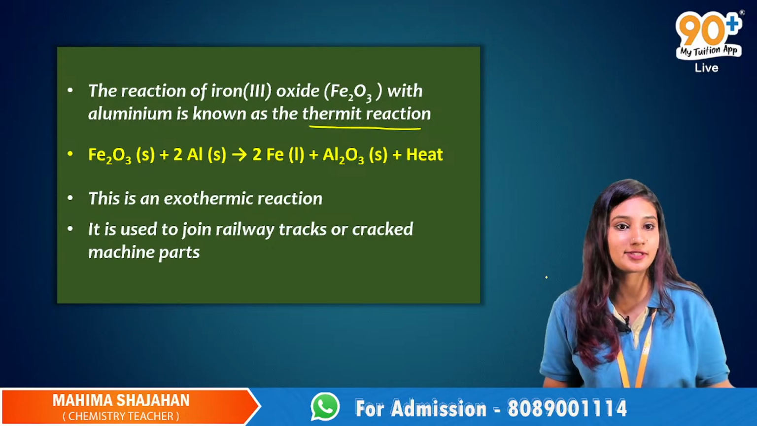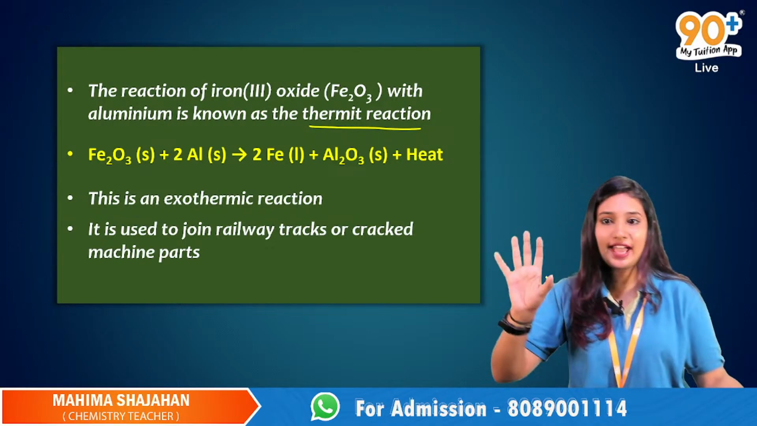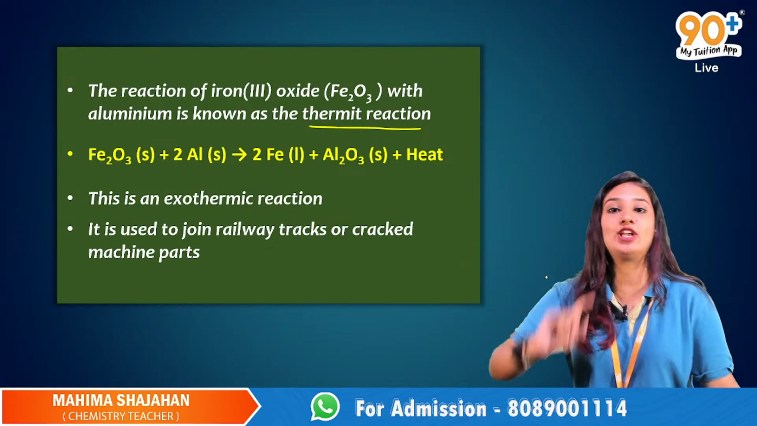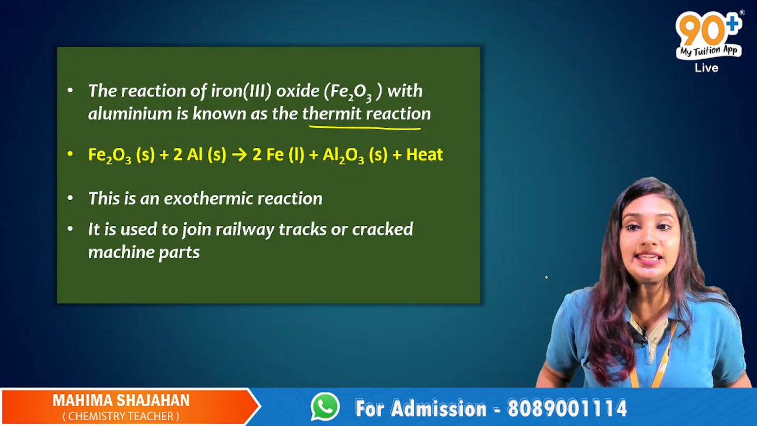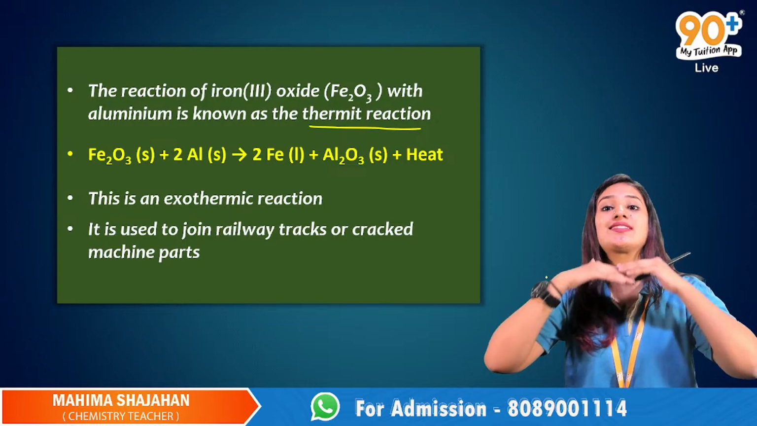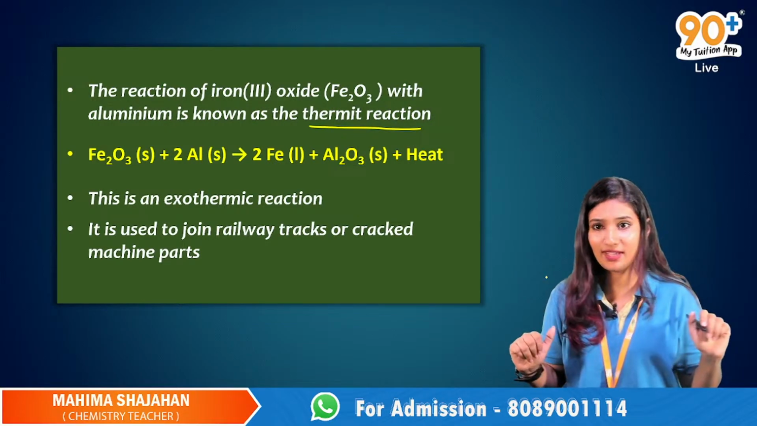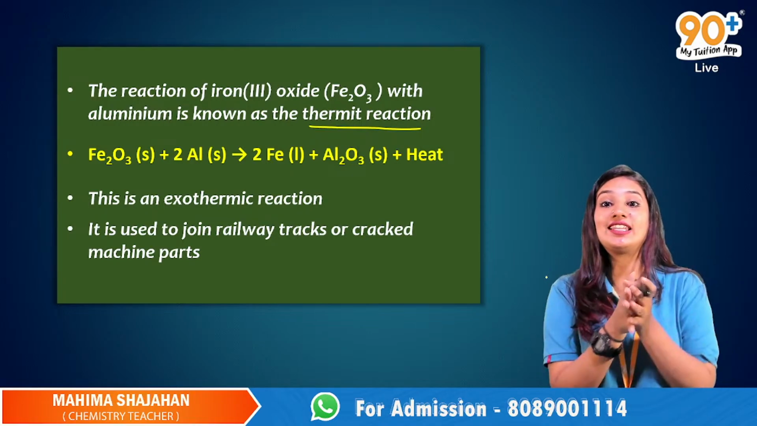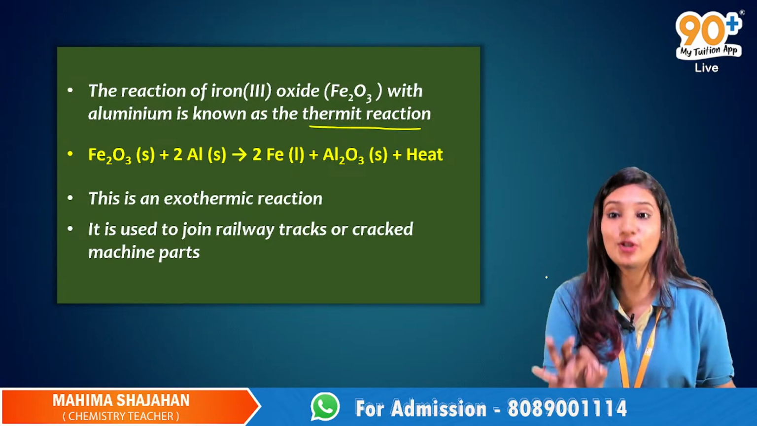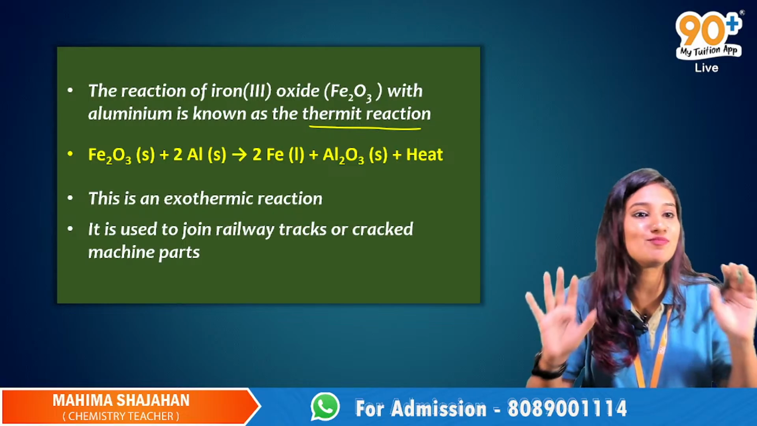The reaction between ferric oxide and aluminium is known as the Thermit reaction. Since this process is highly exothermic, it is used to join the railway tracks and also to join cracked machine parts.